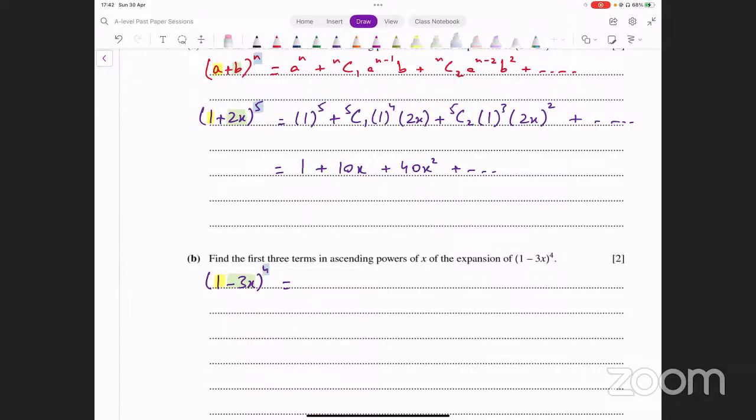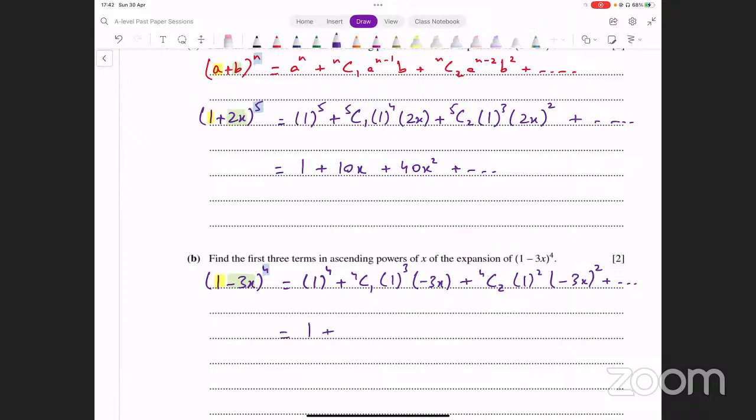n is 4. Let's input values in the formula. A raised to power n, so that's 1 raised to power 4 plus 4C1 into 1 raised to power 3 into minus 3x. Okay, plus 4C2 into 1 raised to power 2 into (minus 3x) whole squared. Okay, please make sure you put these values in brackets properly ताकि आपका minus sign सही तरह से आ रहा हो वहाँ पे. And now you needed only the first three terms. इसको simplify कर लें, देखें आपके पास क्या आता है.